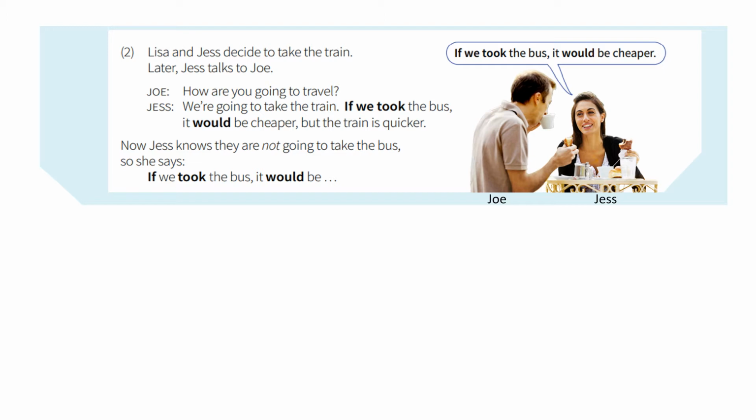Now Lisa and Jess decide to take the train instead of the bus. So later, Jess talks to Joe. "How are you going to travel?" "We are going to take the train. If we took the bus, it would be cheaper, but the train is quicker." Now Jess knows they are not going to take the bus, but the train, so she says to Joe, "If we took the bus, it would be cheaper."